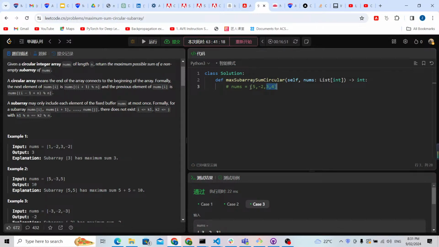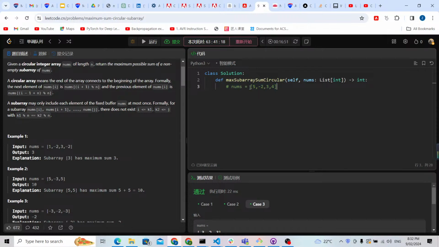But if we calculate directly, we have to turn around, and that's going to be difficult. So what if we calculate the minimum subarray? What is the minimum subarray? It is -2. And what is the total of nums? The total of nums is 12 plus -2, which is 10. So what about the total of nums minus the minimum of nums? The result should be 12, 10 plus 2 is 12. If we think about the problem like that, it's going to be easier.